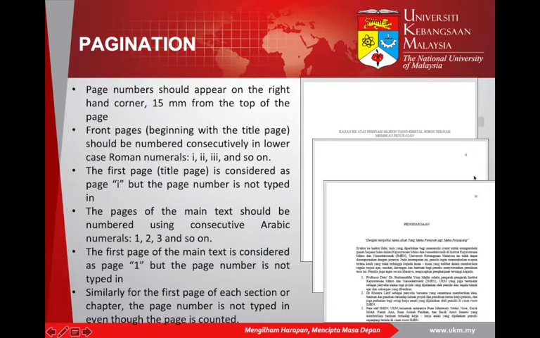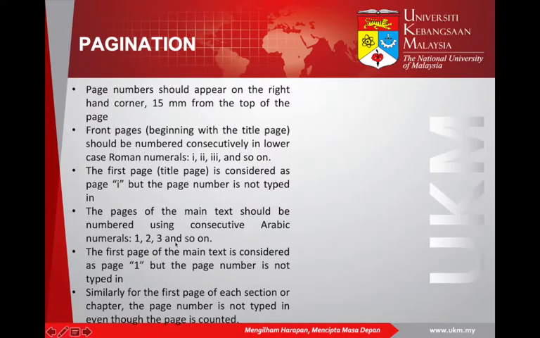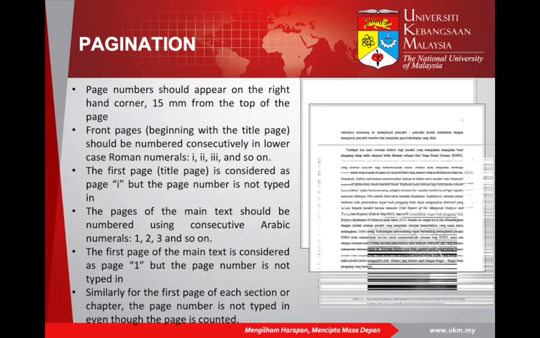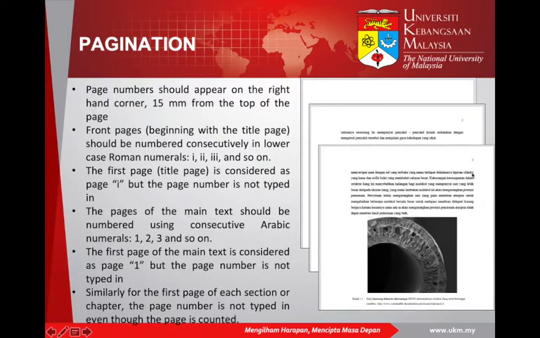The first page, i.e. the title page, is considered as page 1, but the page number is not typed in. As you go on, when you go to the main text or the body of text for your thesis, the numbers should be consecutively in Arabic numerals 1, 2, 3, and so on, like this. All the page numbers should appear on the right hand corner 15 millimeter from the top of the page.